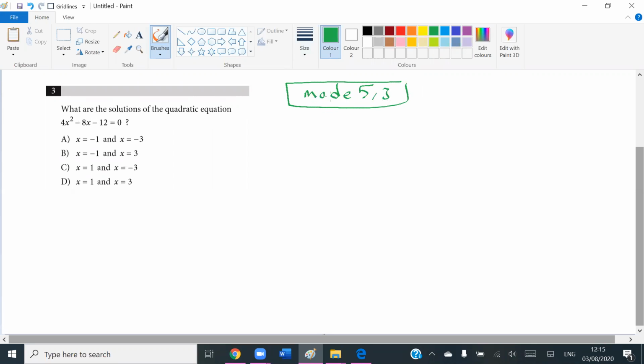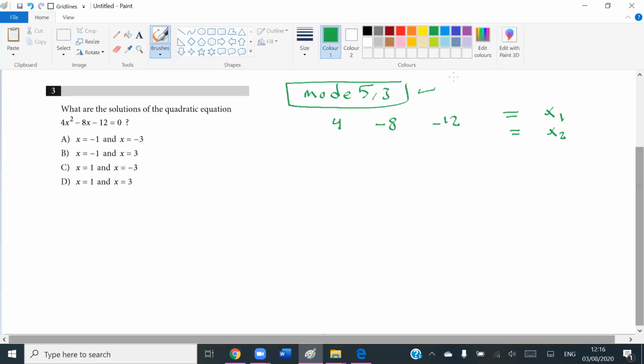How can we use the calculator in mode 5.3? Just enter the number 4, the coefficient 4, and then negative 8 and then negative 12. Then if you press equal, you will get the first answer, x1. Press equal again, you will get the second answer, x2. This is in case you have the calculator.